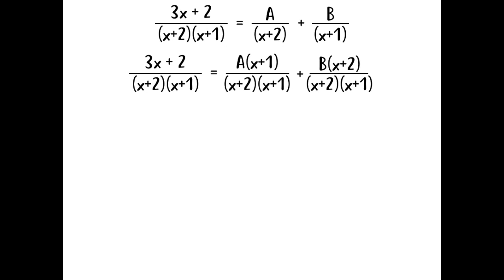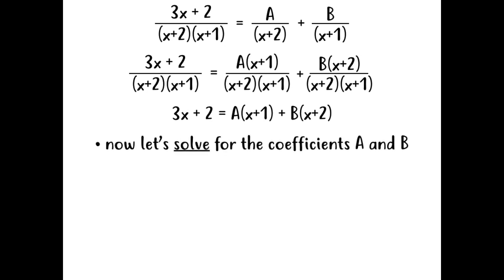So we will get a times x plus 1 all over x plus 2 times x plus 1 plus the fraction b times x plus 2 all over x plus 2 times x plus 1. Now that all of our denominators are the same, we can focus on the numerators. Now we can solve for the coefficients a and b, and we're going to use their zeros.